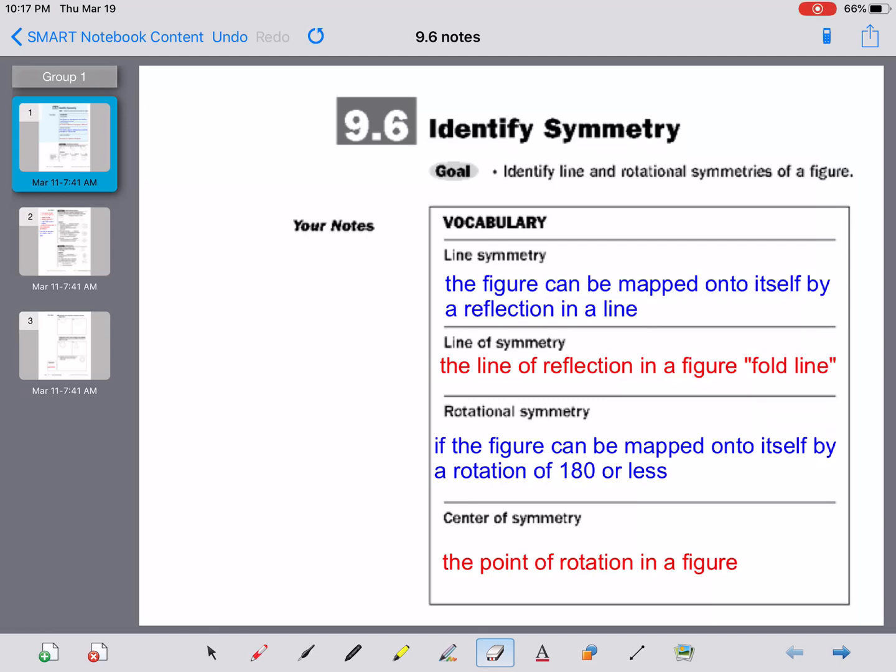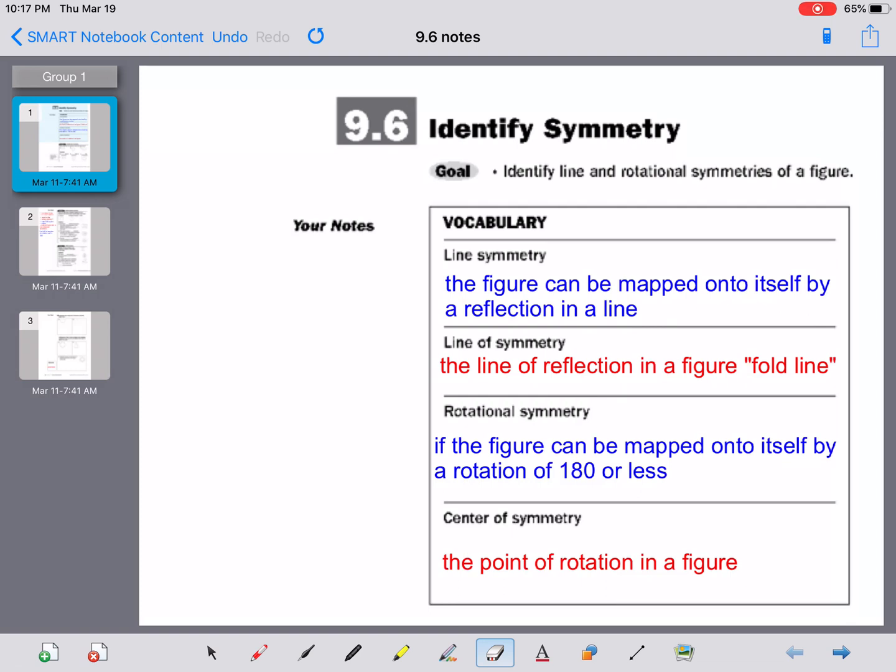Welcome back, and let's try 9.6, identify symmetry today. We have two types of symmetry we're going to look at with our figures. The first one is line symmetry. Line symmetry is when a figure can be mapped onto itself by a reflection in a line.